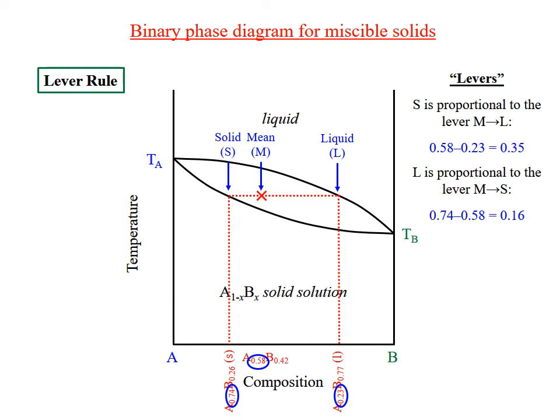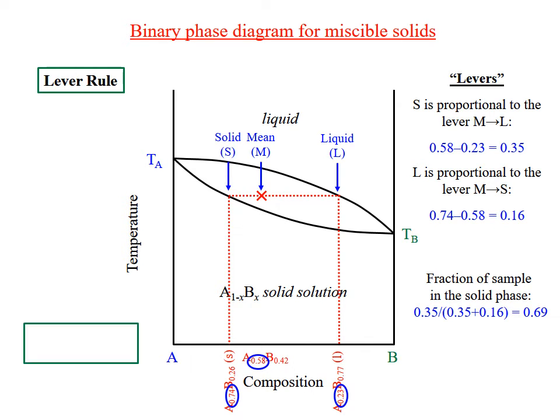To figure out the proportions then, if we want to know how much solid we've got, we take the length of its lever, which was 0.35, and just divide it by the total length, 0.35 plus 0.16, and we get an answer of 0.69. That is the fraction of the sample in the solid phase. That is to say, 69% of the system will be a solid of composition 0.75 A, and by subtraction, or we could just work this out, the 31% of the sample will be a liquid of composition 23% A.